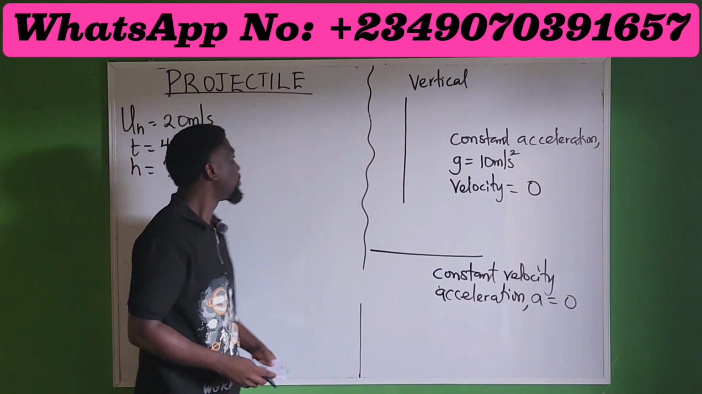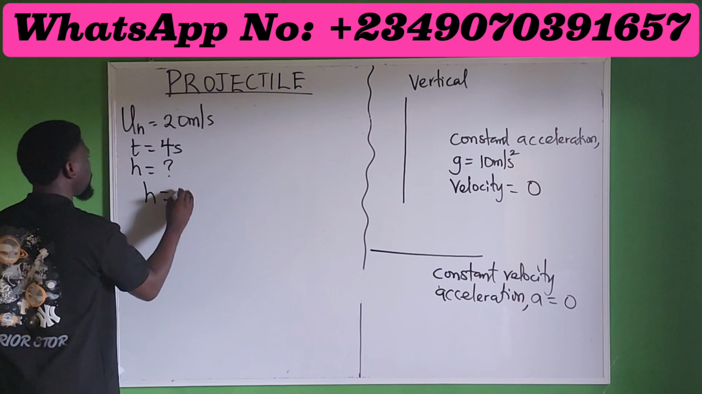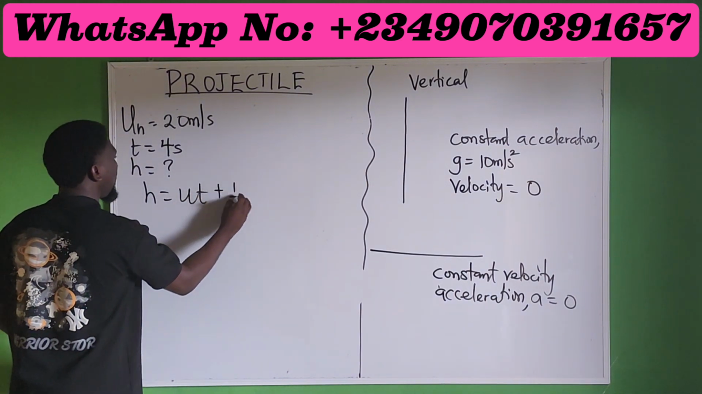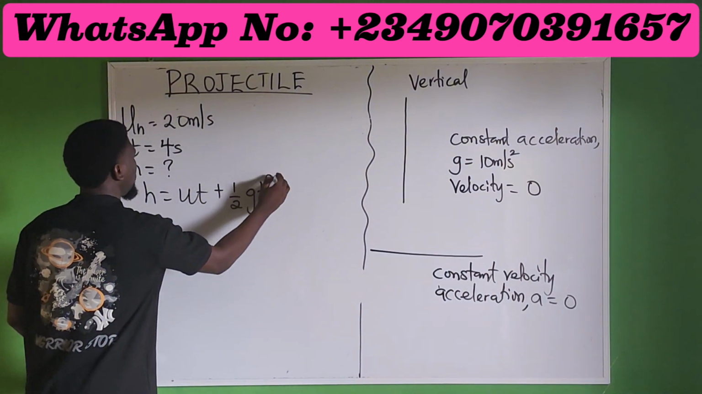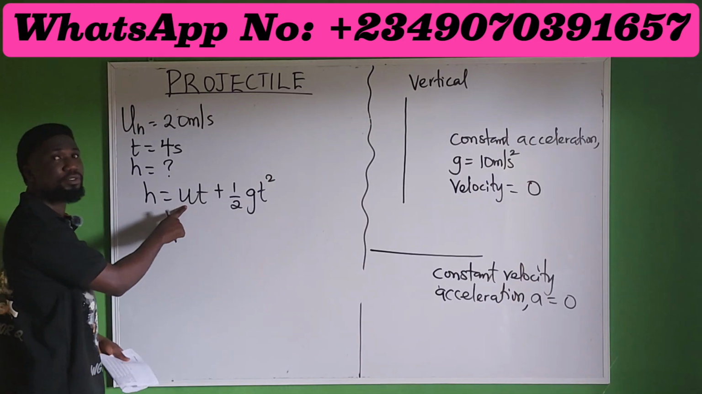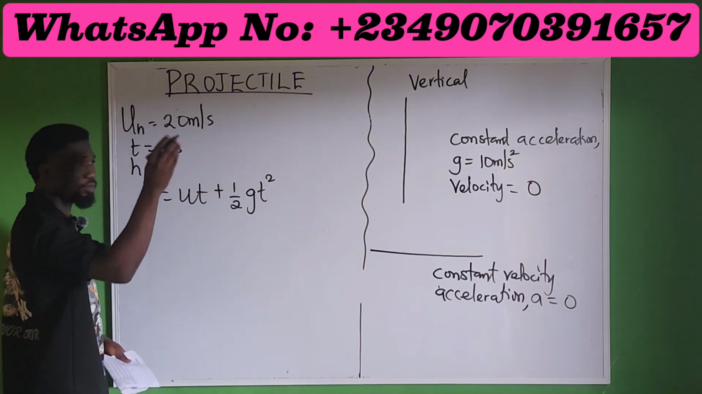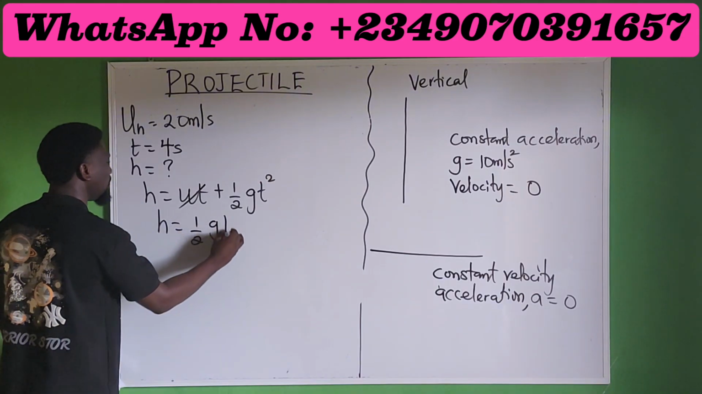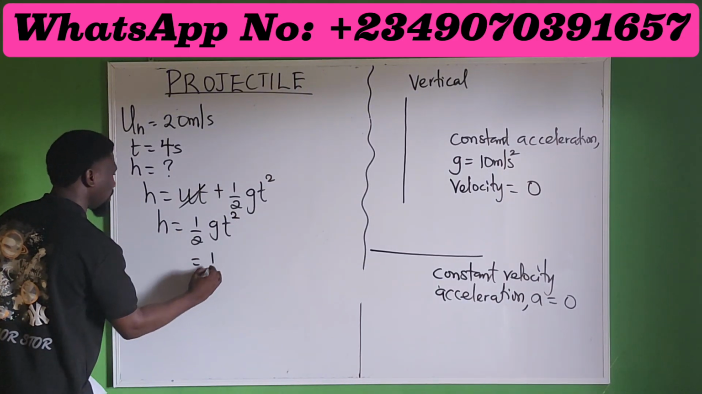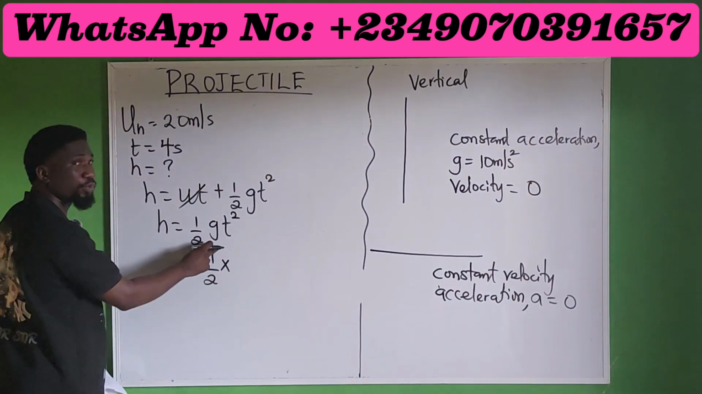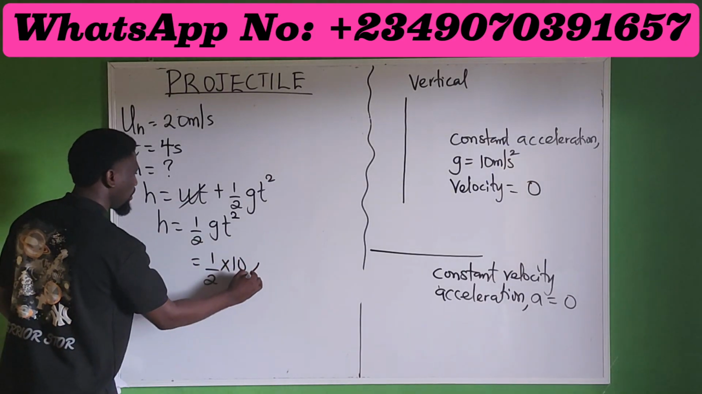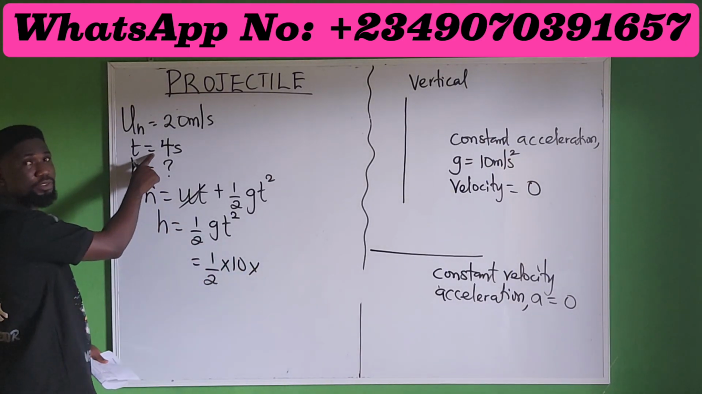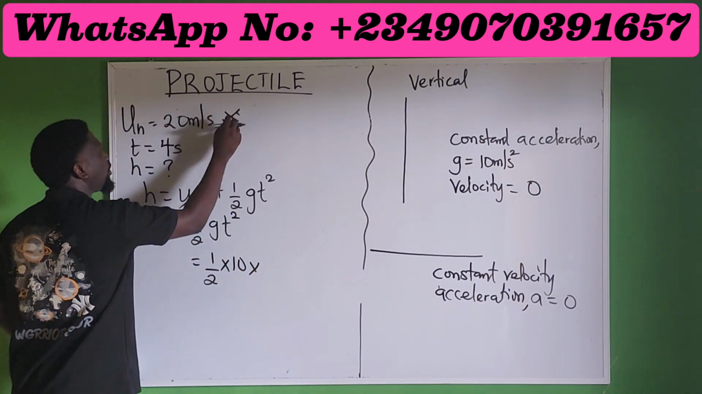It is 0. So if h is equal to ut plus half gt squared, and we said that u is 0, so 0 times t is 0. So here is cancelled. We have h to be half gt squared. So this is what? Half multiplied by g is 10. And the time is 4 seconds. So this is useless. We are not needing this.